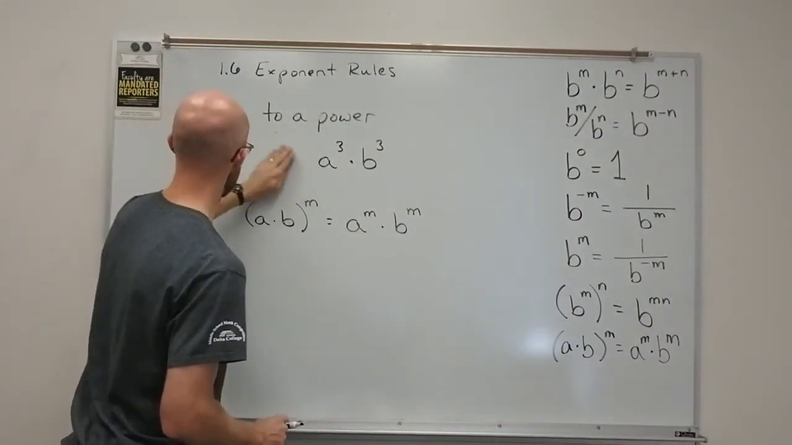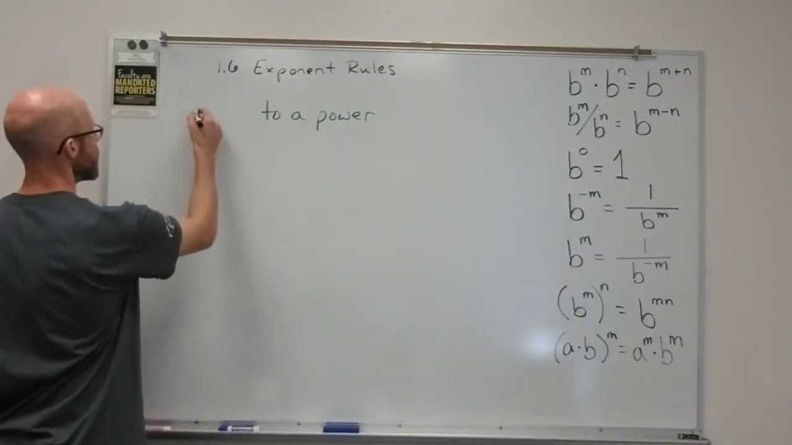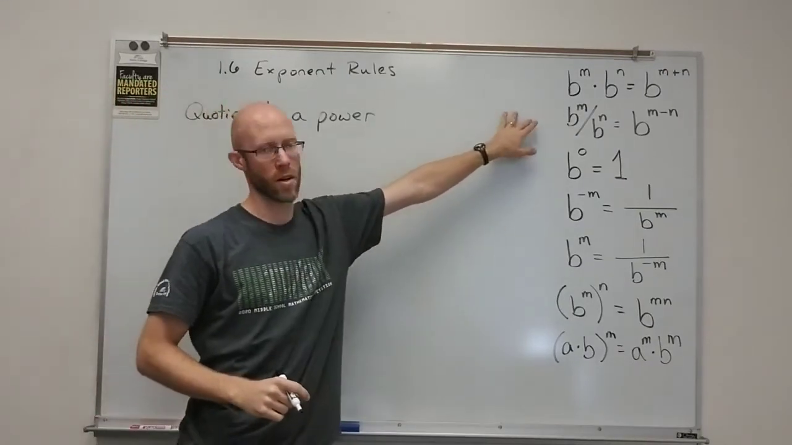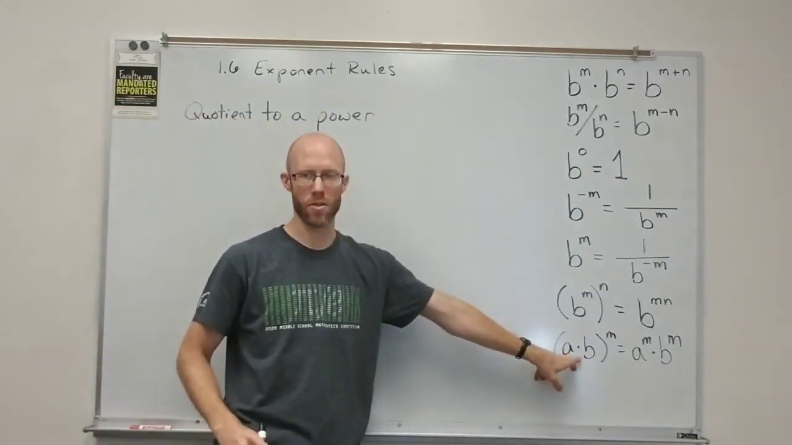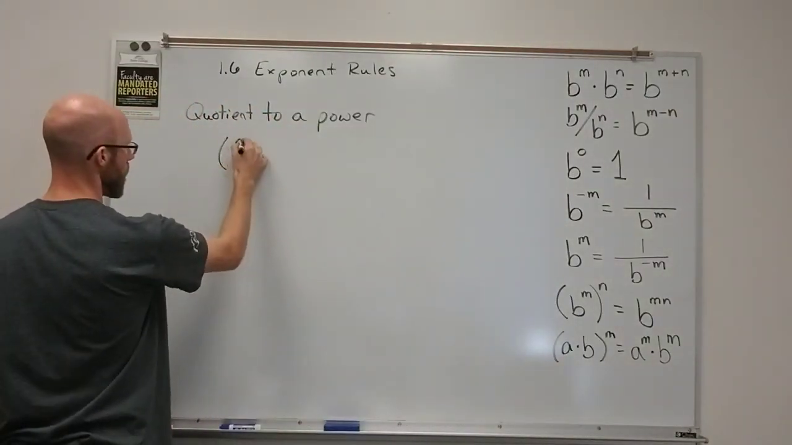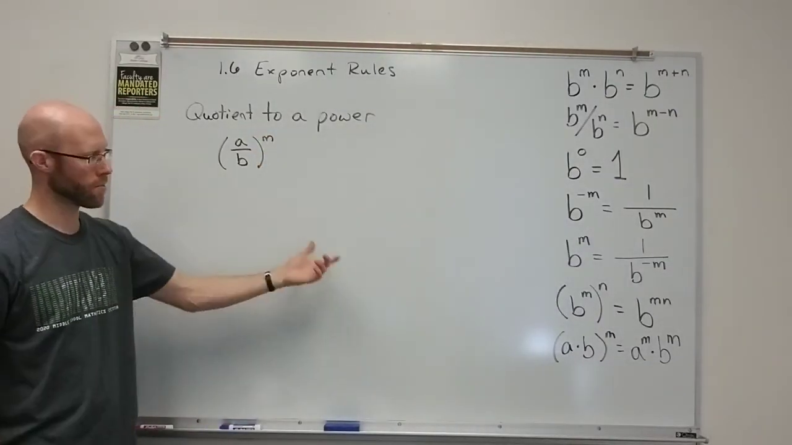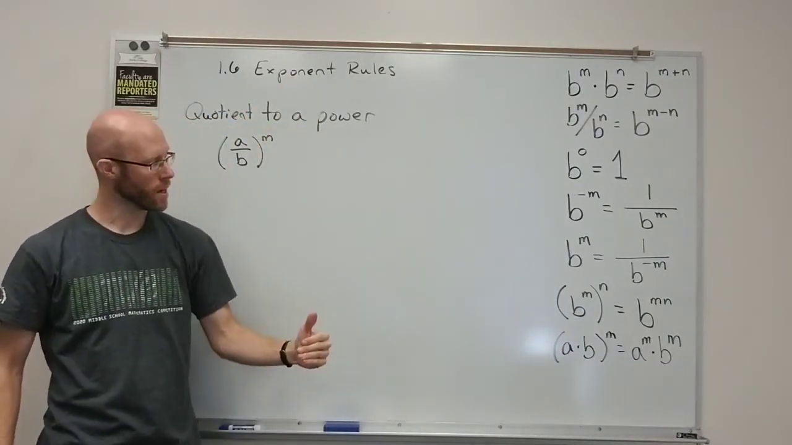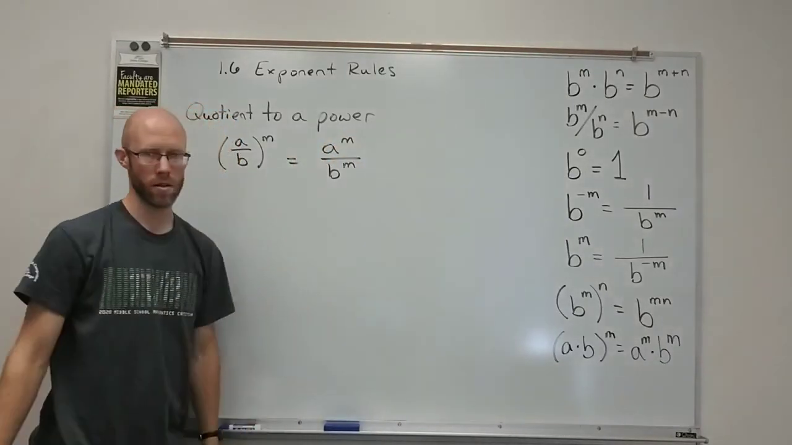The next one is called the quotient rule. Or the quotient to a power, sorry, the quotient rule is up here. Quotient to a power rule is the next one. And so instead of having a product in the parentheses, we're going to have a quotient or a fraction. Okay, so we'd have a over b raised to the m power. And of course, you can imagine what would happen, just like with the multiplication, the power applies to both the top and the bottom. And so we end up with a to the m over b to the m, okay?